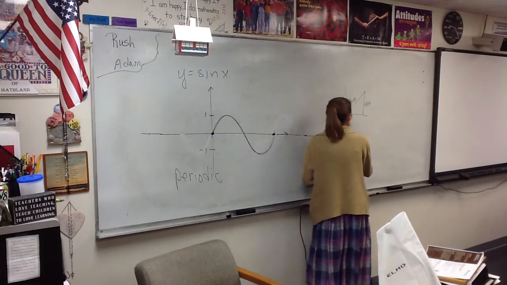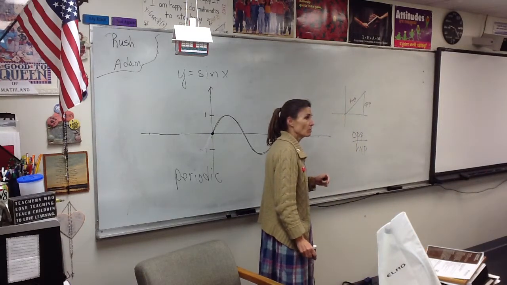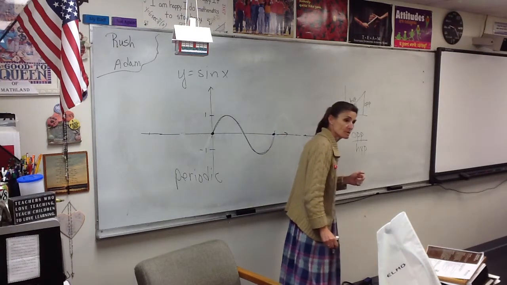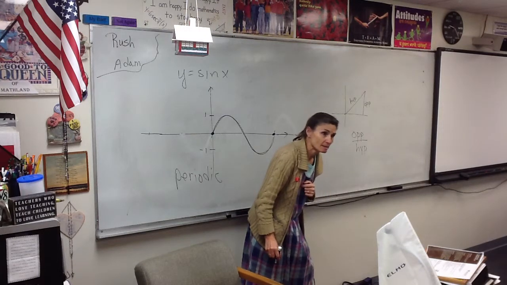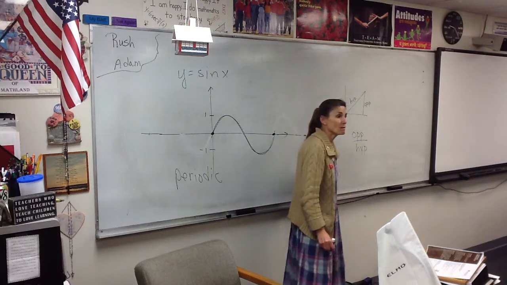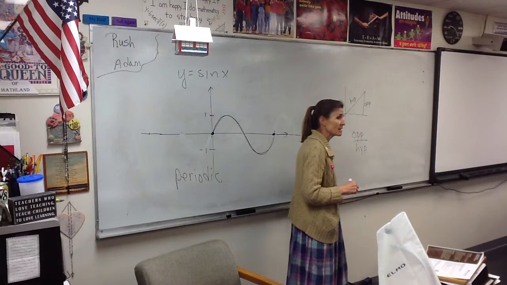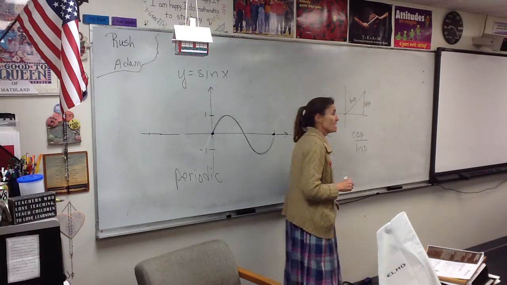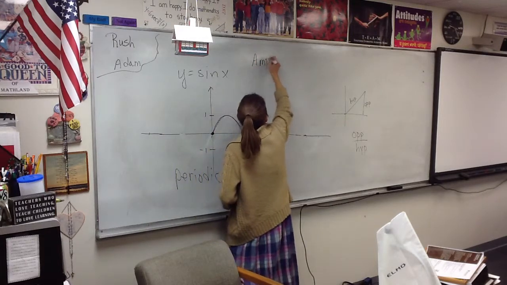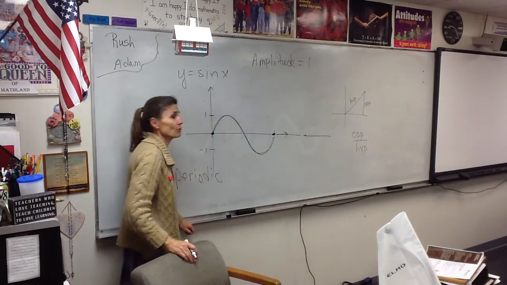Will that ratio ever be more than 1? How come it can't be more than 1? Because the hypotenuse is always bigger, right? So there's no way that fraction can ever be more than 1. What about cosine? In a minute we're going to do cosine. Could we say the same thing about cosine? Yes. That height is called the amplitude.